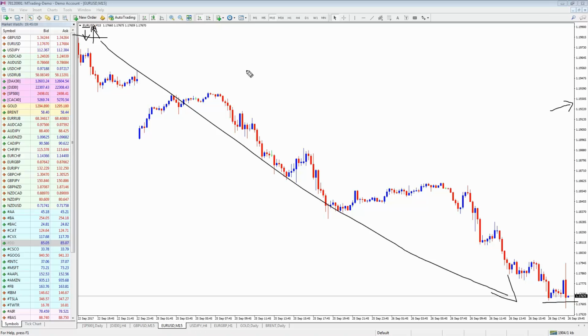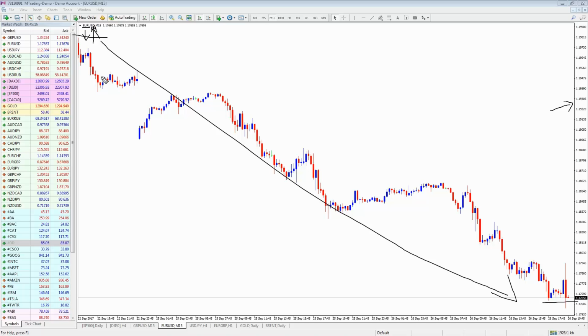So yes, we know with cable and euro dollar that the dollar is the strongest currency, but euro and sterling are weak. Now I'm looking to choose one of these pairs to trade. How do I go about it? The last thing I want to do is take both these trades.